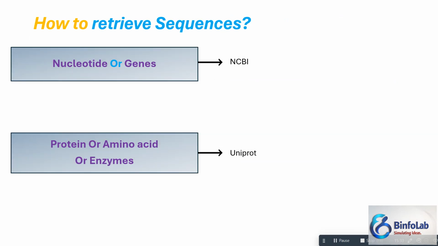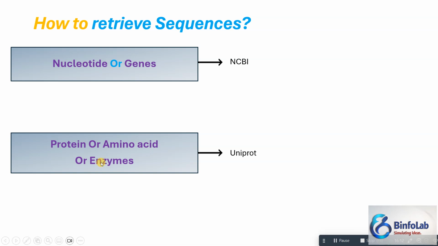Now, the next thing is you understand what sequences are. In bioinformatics, you should know how to retrieve those sequences. We are not talking about structures, so stay with me. I'm talking about sequences. You now know we have two kinds of sequences: nucleotide or gene sequences, and the second level is protein, amino acid, or enzyme sequences.